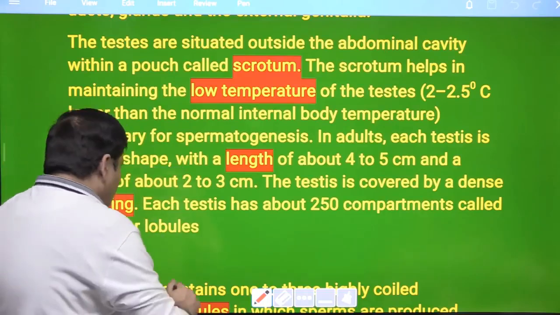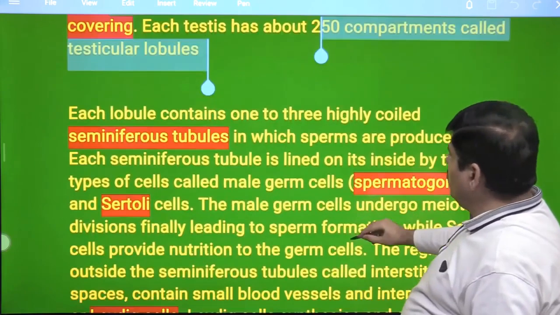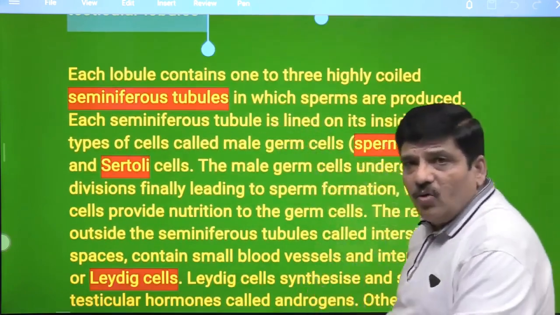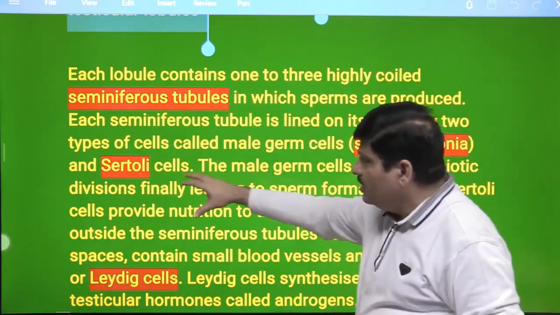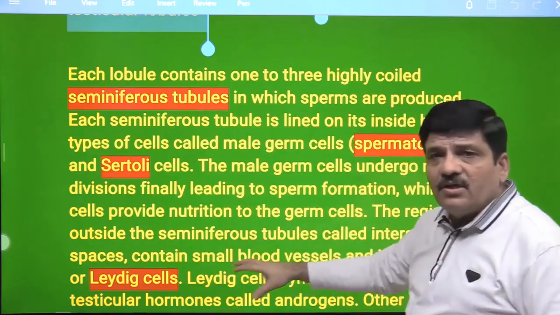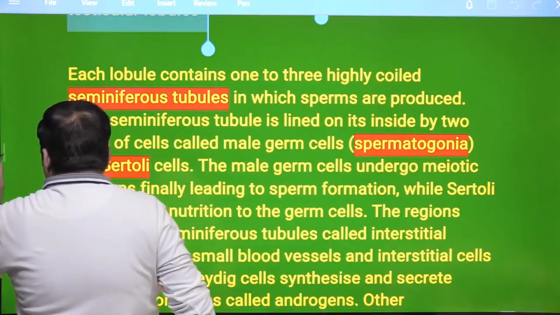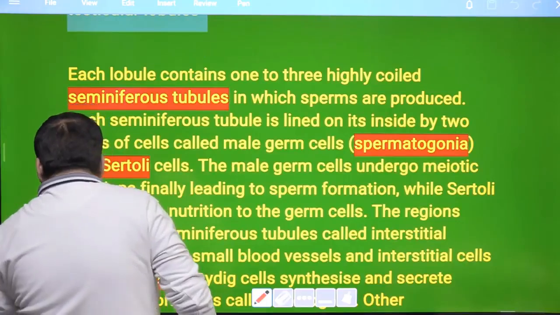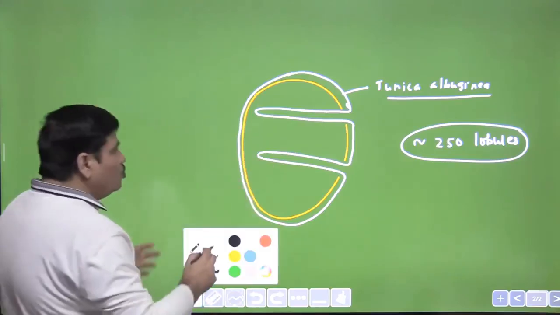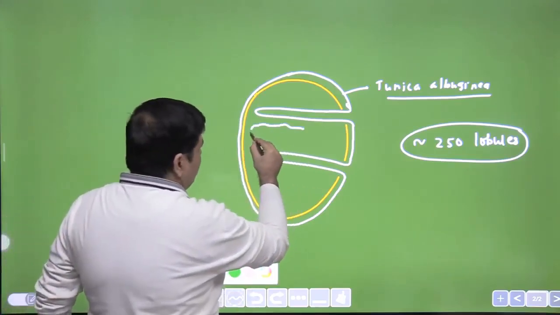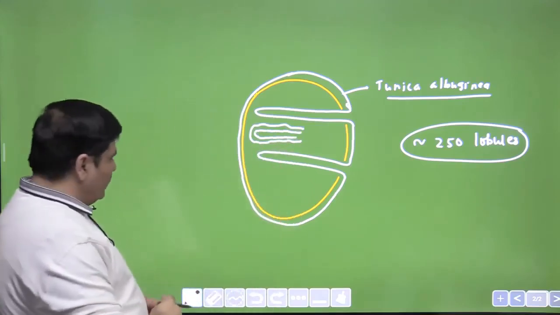The textbook says that each lobule contains 1 to 3, and then it talks about, look at the highlighted words, the seminiferous tubules, the spermatogonia, the Sertoli cells, the Leydig cells. This is the paragraph I am now going to discuss with you, and the questions that are likely to be asked here. In each lobule there may be 1 to 3 very coiled small diameter tubes, and obviously they are called tubules.